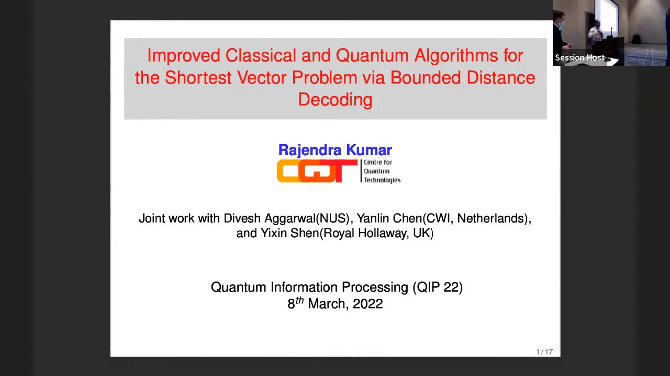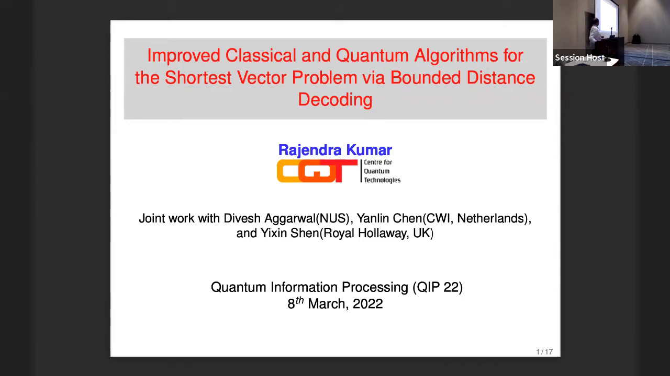All right. So our second and final speaker of this session is Rajendra Kumar, who's going to be talking about improved classical and quantum algorithms for the shortest vector problem. Please take it away, Rajendra. Hello, everyone. I'm Rajendra Kumar, and today I will talk about improved classical and quantum algorithms for the shortest vector problem via bounded distance decoding. This is joint work with Divesh Aggarwal, Yanlin Chen, and Yixin Shen.